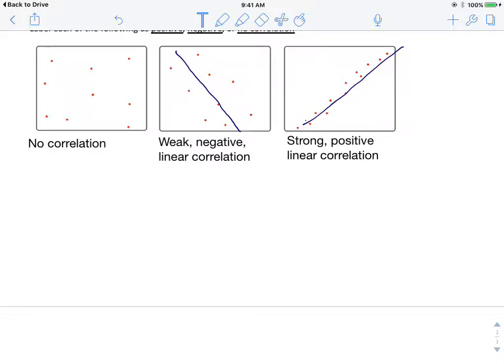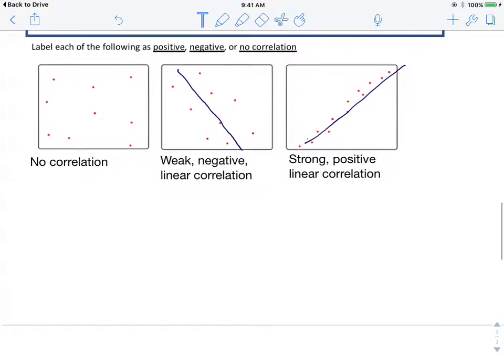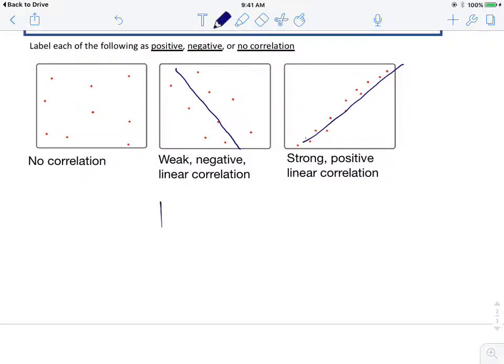Now there are other examples that can occur where we can't tell what the correlation is. For example, if we had a graph and we had just a handful of data values, in that case, we can't tell what the correlation is. There's not enough data. Just 3 or 4 data points is not enough for a scatter plot.